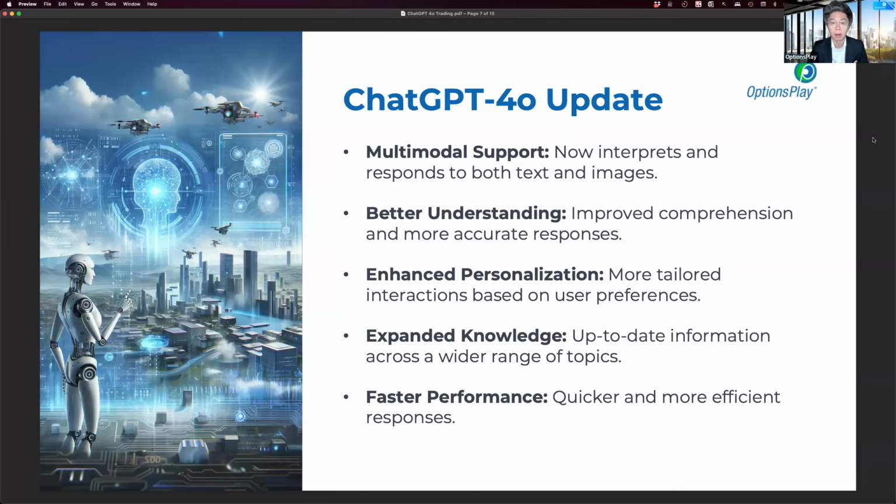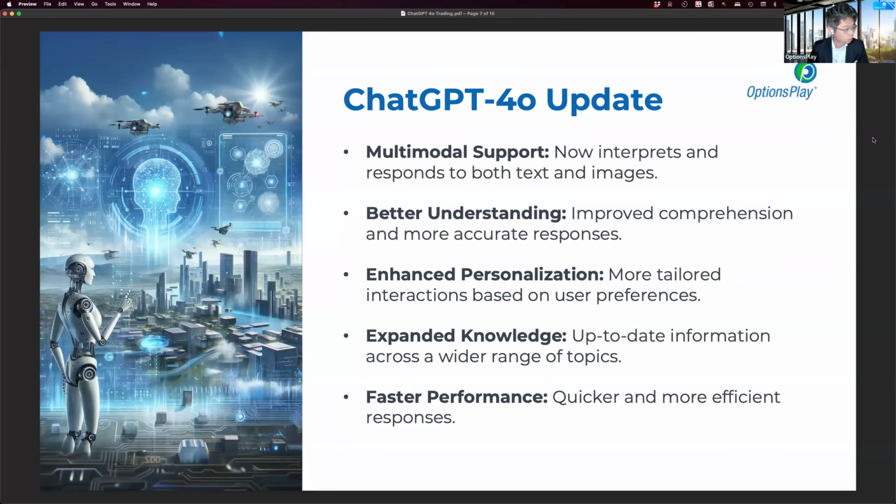It's a really, really powerful update. This was not something that we were actually expecting, but this is a really, really surprising update that is going to, in my opinion, completely revolutionize the accessibility and usability of generative AI models. It's now going to interpret and respond in both text and images. It has a much better understanding and comprehension, and much more accurate responses. We'll talk a little bit about our experience with that.